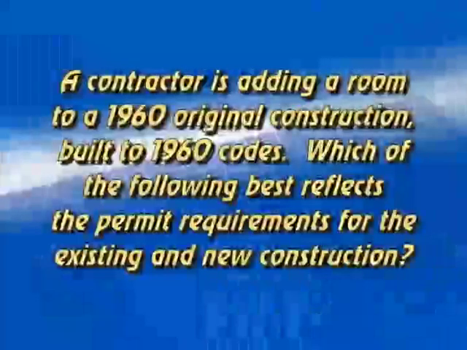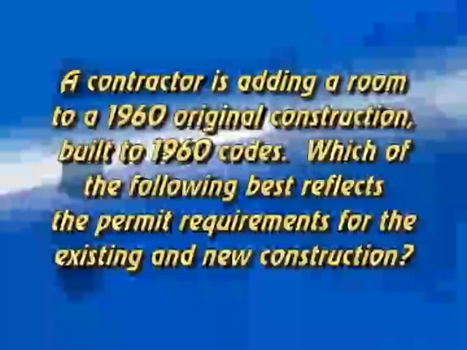Number 30. A contractor is adding a room to a 1960 original construction, built to 1960 codes. Which of the following best reflects the permit requirements for the existing and new construction? The answer is B. The 1960 portion of the house, with the exception of the smoke detectors, doesn't have to be updated.